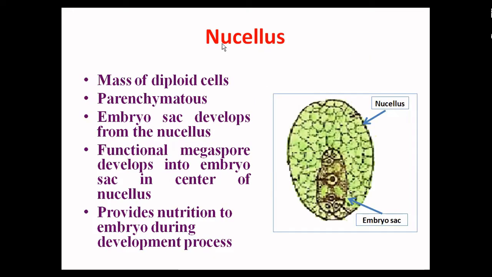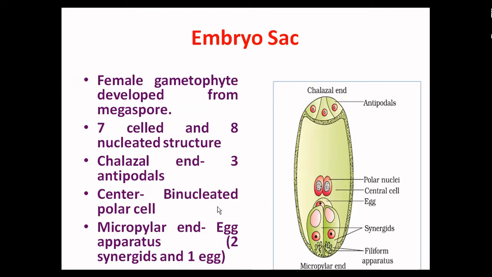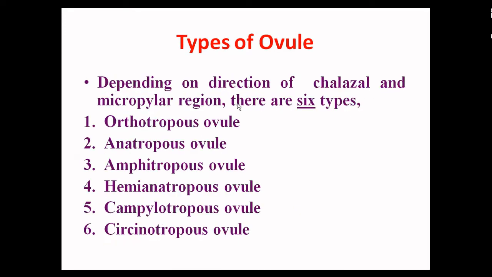The next structural component of the ovule is the nucellus. The nucellus is a mass of diploid cells which is covered by the integuments. It is parenchymatous and makes the main body of the ovule. The embryo sac basically develops from one of the cells of the nucellus, and the functional megaspore develops into the embryo sac in the center of the nucellus. The major function of the nucellus is to provide nutrition to the embryo sac during the developmental process.